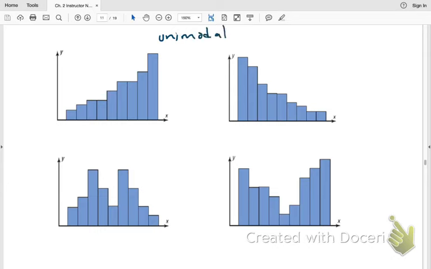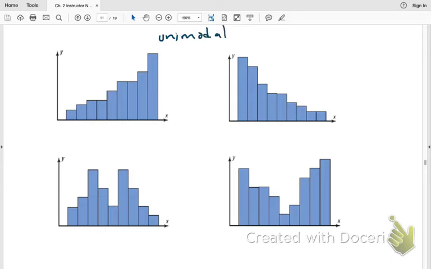Now I would call both of these graphs on the bottom bimodal. They have two high points. Notice on this graph on the right, they're not the exact same high point. It's not the exact same number, but there are two high points. I'd call those two graphs bimodal.